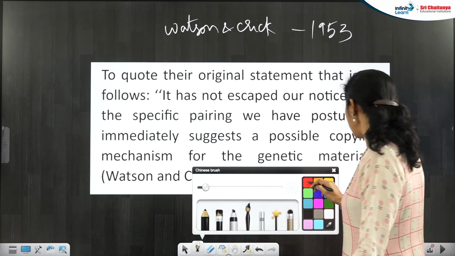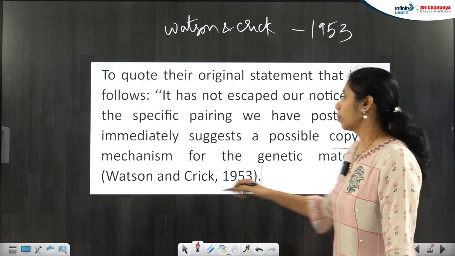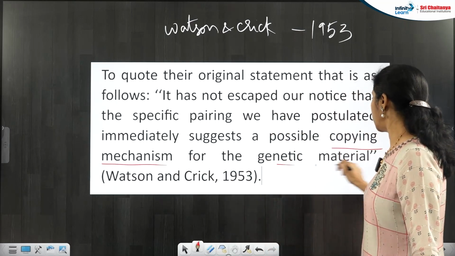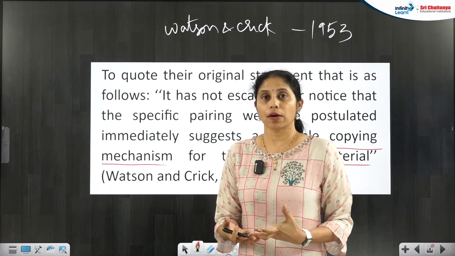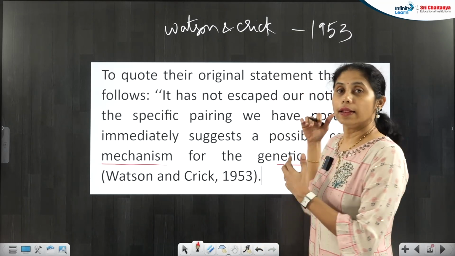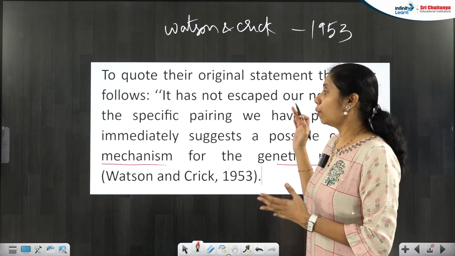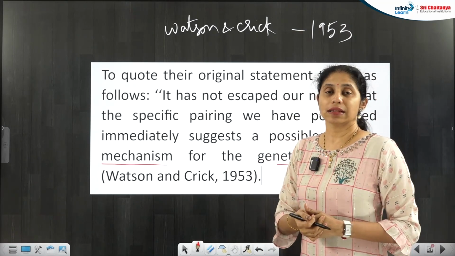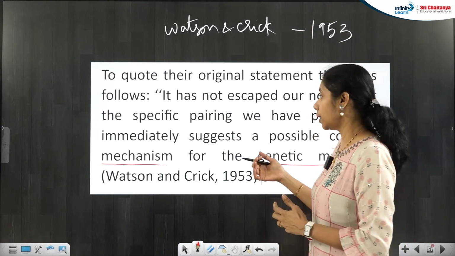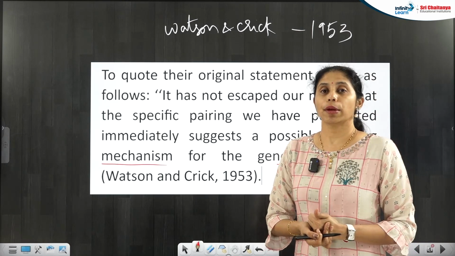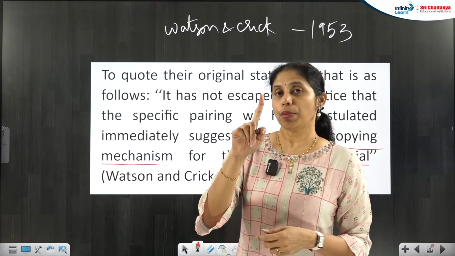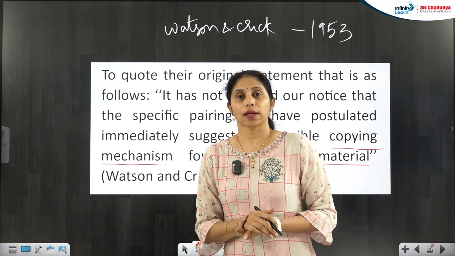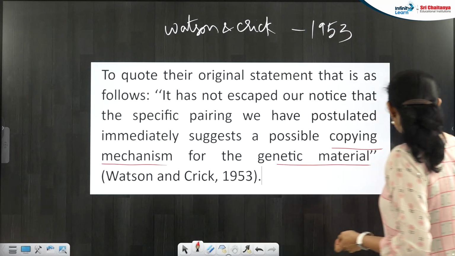How the copying will be happening for the genetic material. That means how DNA replication is happening is also included in their model. So they came to know that one copying mechanism is also happening in the DNA, and that is semi-conservative replication of DNA, where the daughter DNAs will be having one parental strand and one newly synthesized strand. Okay.